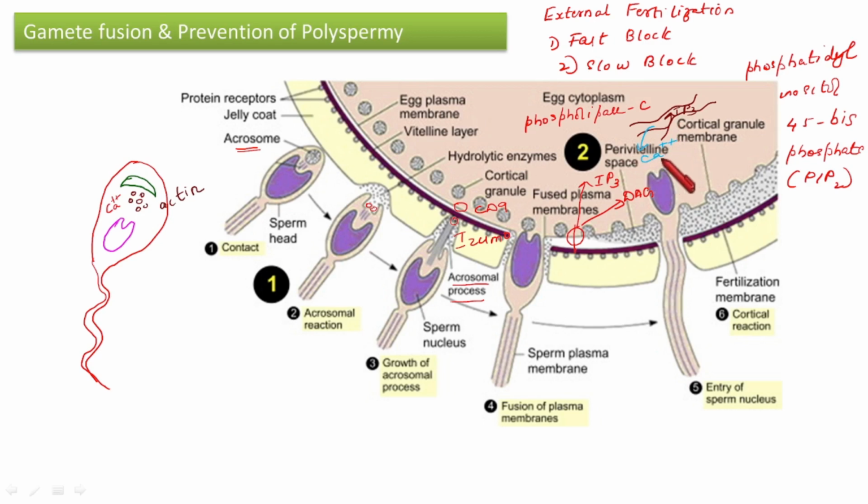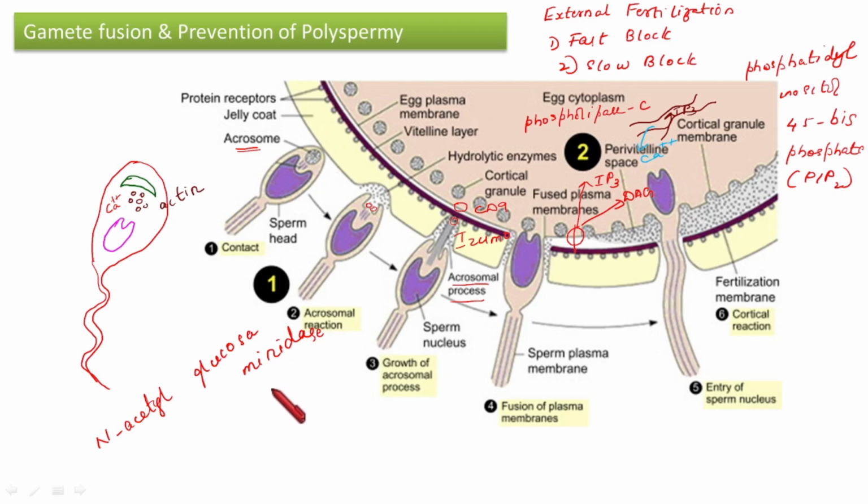And as a result of this calcium wave, the cortical granules come and fuse with the egg plasma membrane and empty their contents into the perivitelline space. And it contains so many enzymes. One important enzyme is, I will write the name here, N-acetyl glucosaminidase. This enzyme is important.